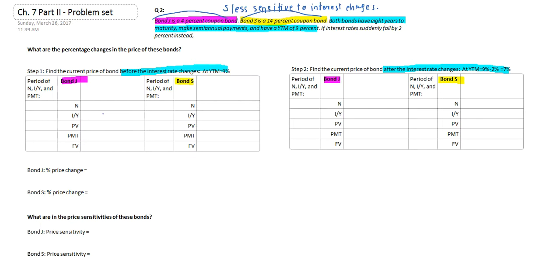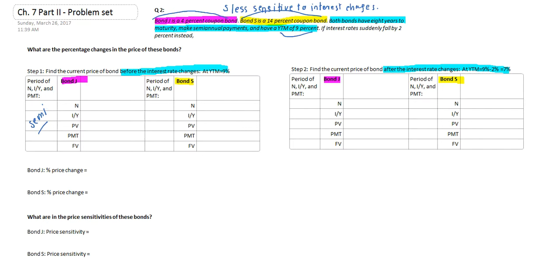So if we're looking at the information that we were given, we have a coupon for bond J of 4% and a coupon for bond S of 14%. Both have 8 years to maturity and pay semi-annual coupon payments, and the current interest rate now is 9%. I put a little box here for you to remind yourself when you practice.